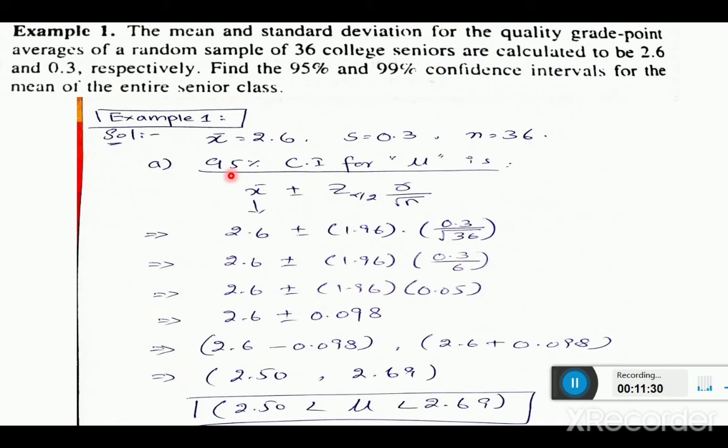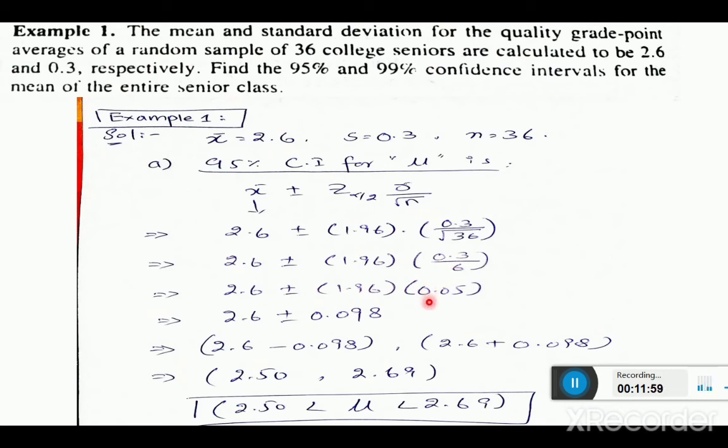For z alpha by 2, the confidence level is 95% and the remaining 5% is the unconfidence level, so the value from the table is 1.96. Sigma is the standard deviation, and it is 0.3. Put 0.3 divided by under the root n, where n is 36. Solving this gives 0.36, and 0.36 divided by 6 gives 0.05.